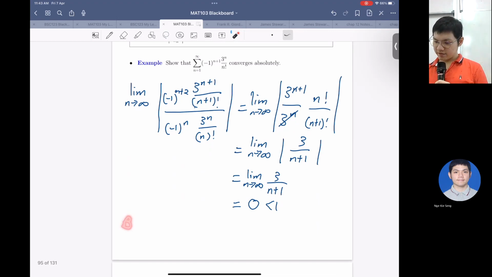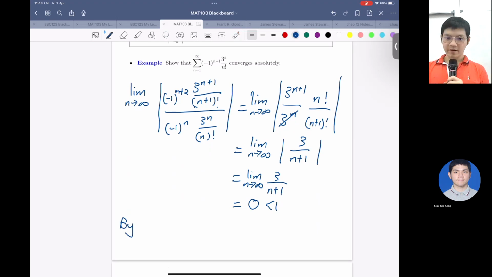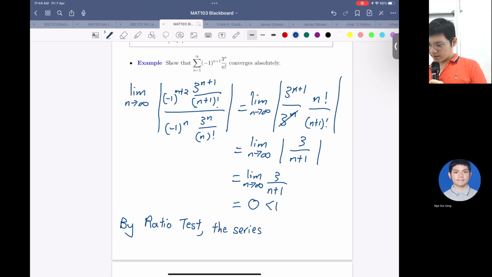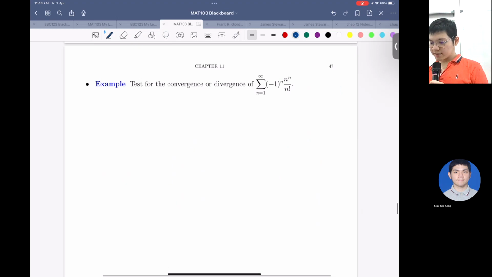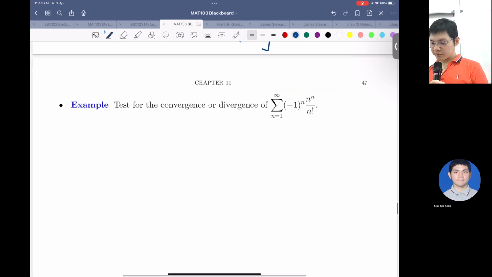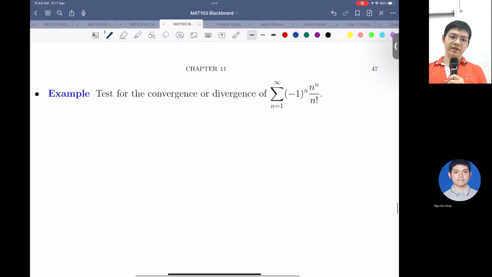So by the ratio test, the series converges absolutely. Okay, so I'll let you try this. Spend about 3 to 5 minutes. Try and do this. Check whether this converges or diverges.